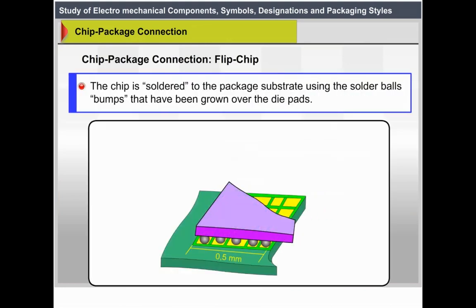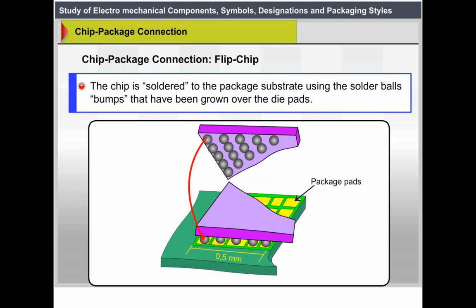Chip package connection, flip chip. The chip is soldered to the package substrate using solder balls, bumps that have been grown over the die pads.